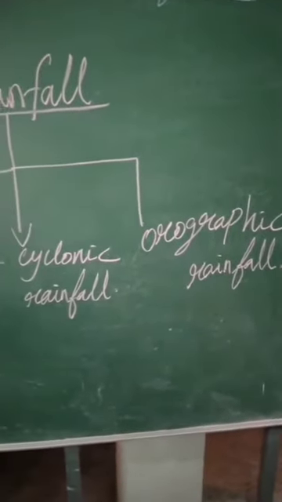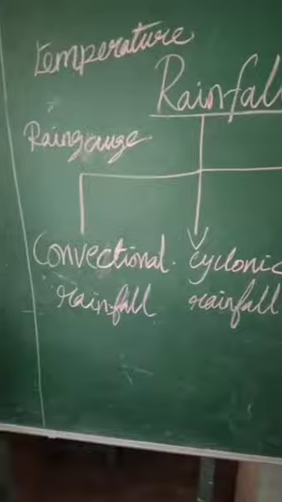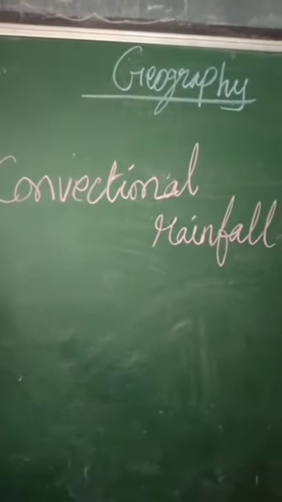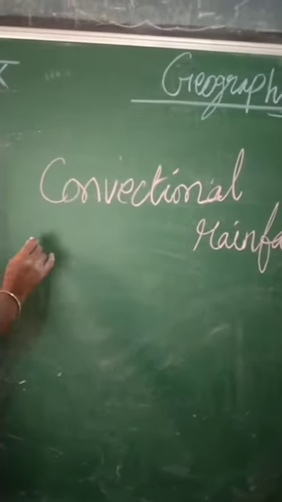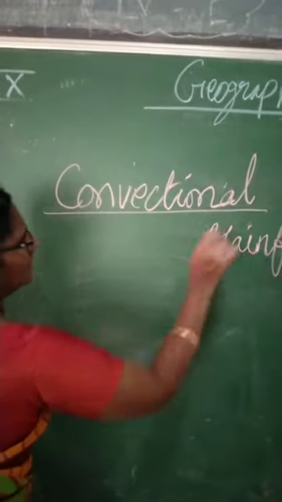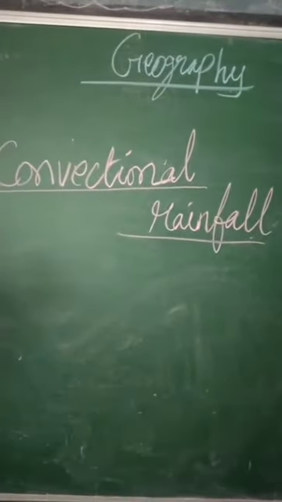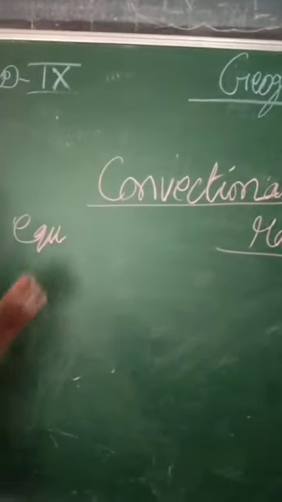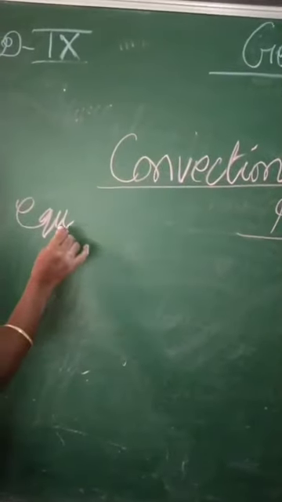Students, now we are going to learn one by one. Now we are going to learn convectional rainfall. Since the equatorial region, already you know that the equatorial region is very hot.